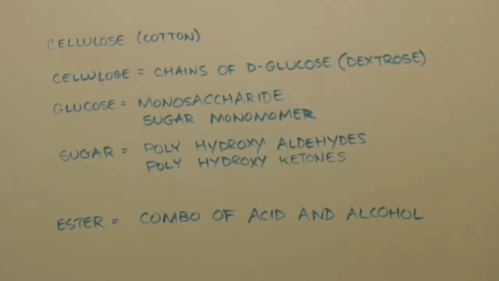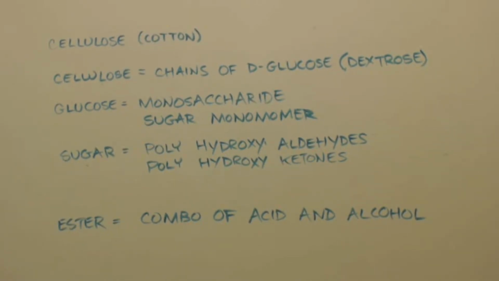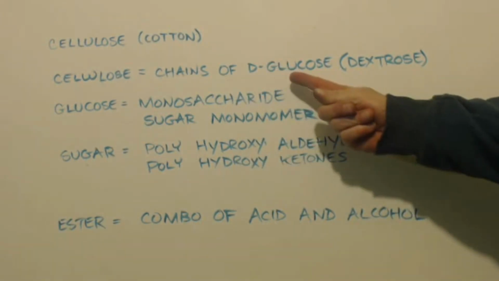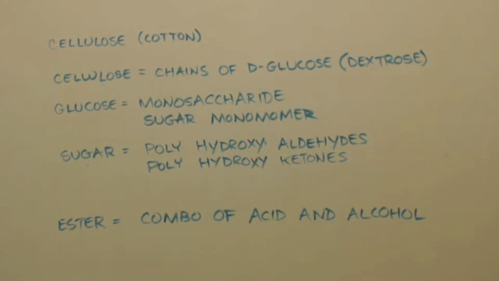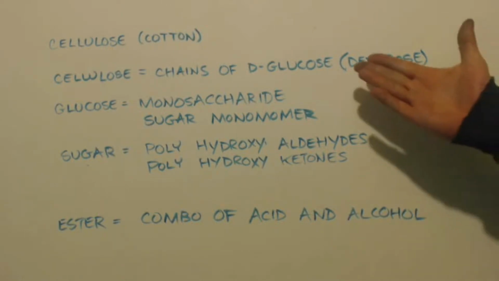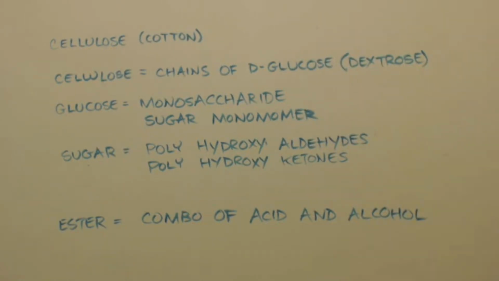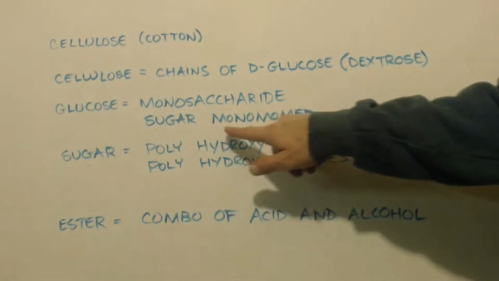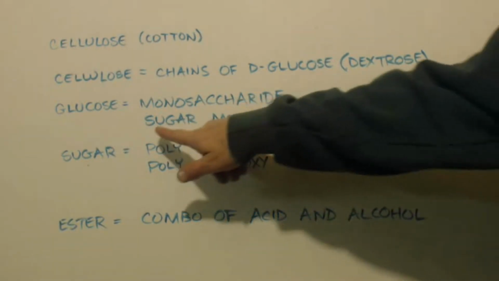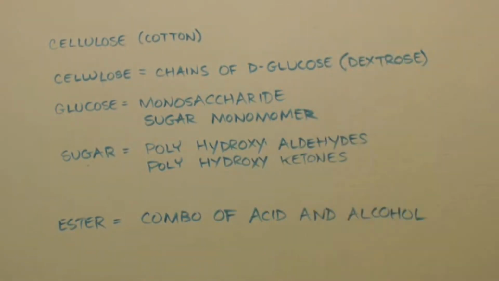But what is cellulose, or what is cotton? Cotton is just sugar. Cellulose is chains of D-glucose sugar, or dextrose sugar. And what is glucose, or dextrose, or D-glucose? It's just a monosaccharide. It's just a sugar monomer. Monomer, saccharide, sugar. It's a single sugar unit.